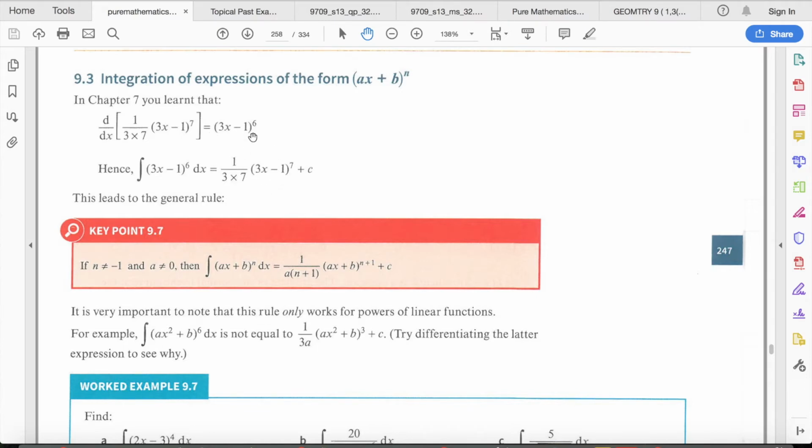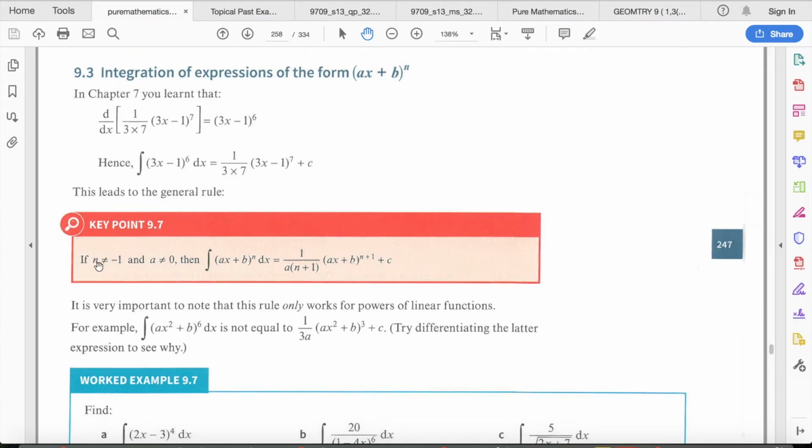Do you see here? Okay, now here, n is a non-negative 1 number. Why can n not be negative 1? Because here the denominator will be 0. So integration of ax plus b to the power of n will be 1 over a.